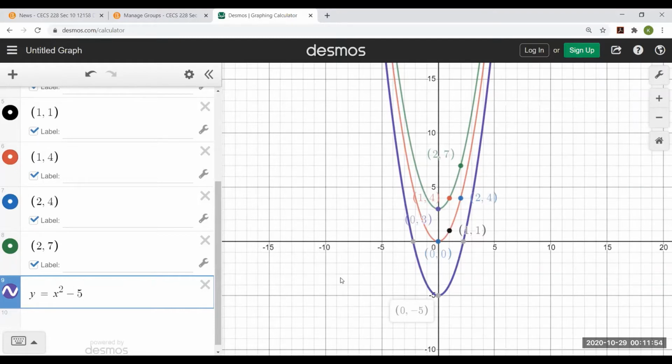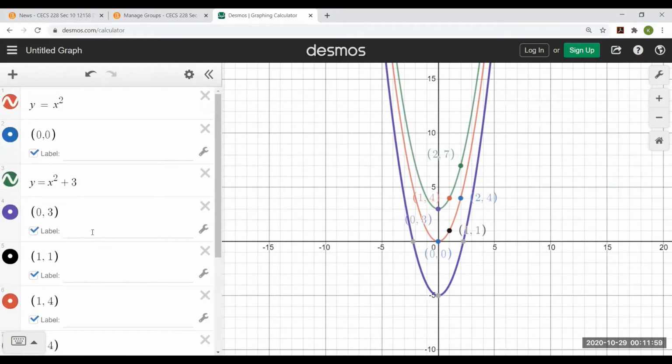So adding the constant to the original graph, whether it's a -5 or a +3, is going to be moving the graph up and down. It'll be up if it's positive or down if it's negative. And the same thing is going to happen when we consider the trigonometric functions. Okay, so we're going to now look at the example on page 1.